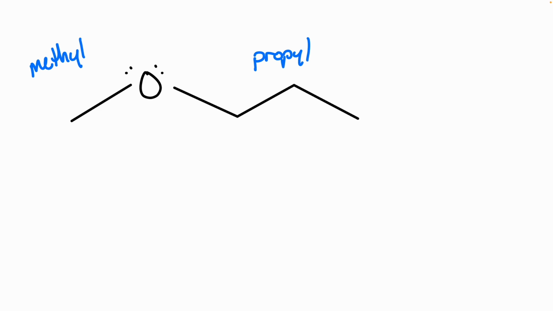M comes before P in the alphabet, so this would be methyl, propyl, ether. Our common name, unlike our IUPAC names, actually has spaces in there. So methyl space propyl space ether is our common name for this ether here.